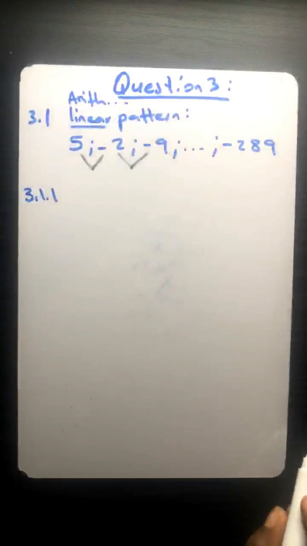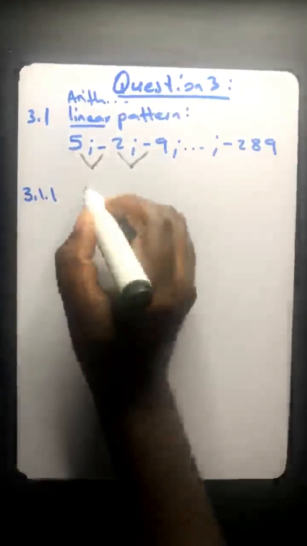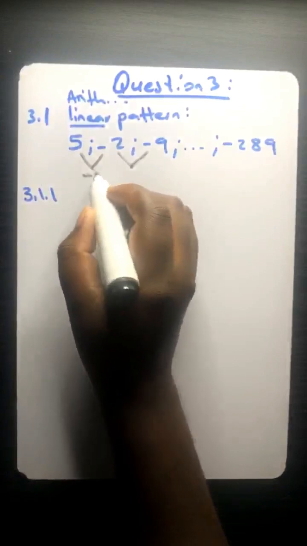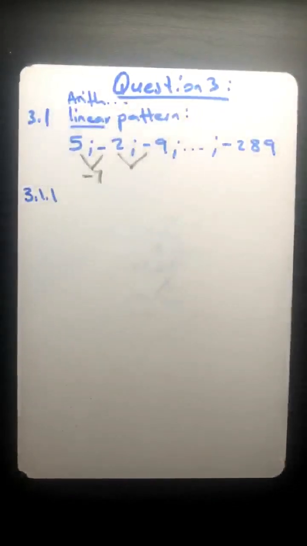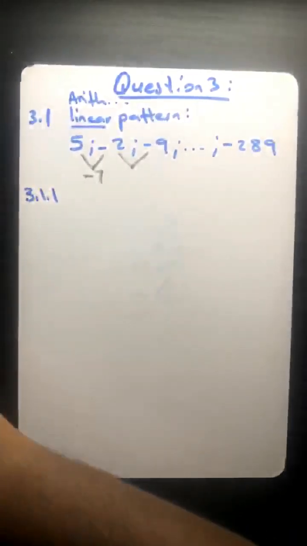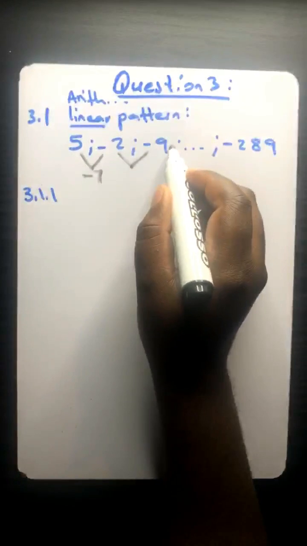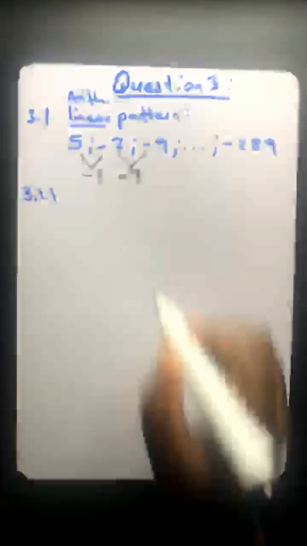So what is -2 minus 5? What are you getting there on your calculator? I think you're getting -7. Can someone confirm if you are getting -7 that side? And then if you say -9 minus -2, it also gives you -7.